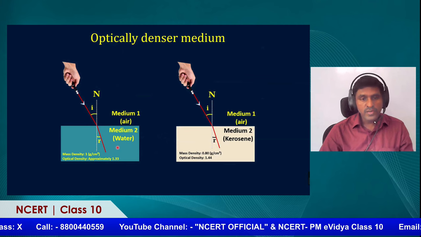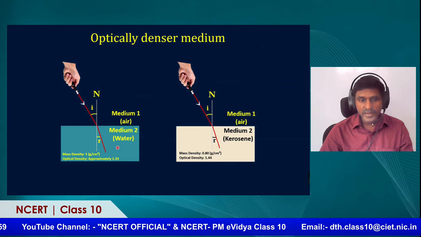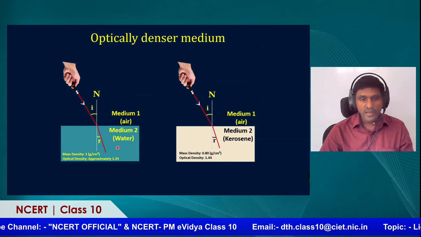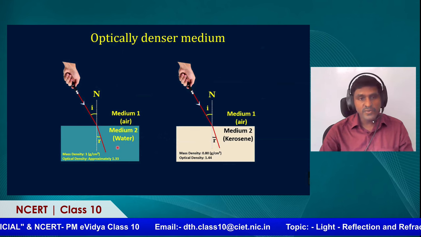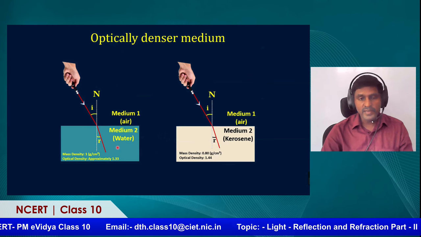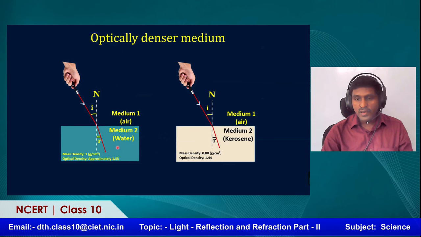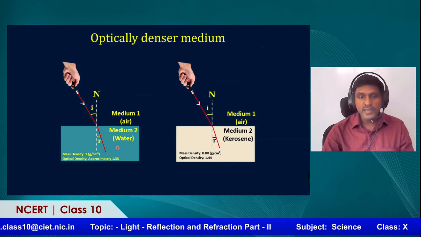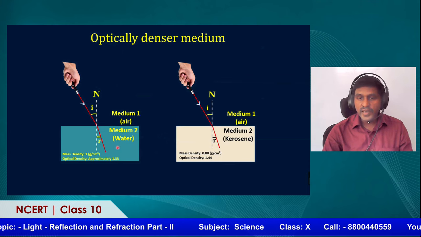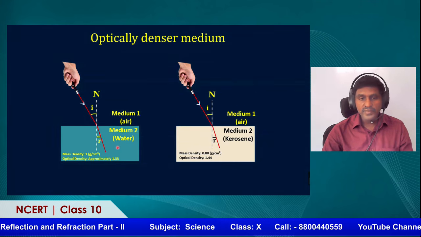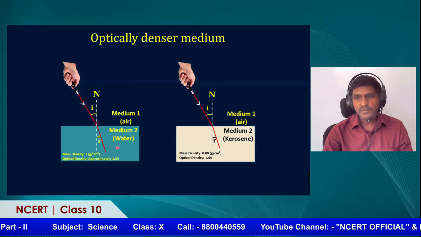So don't confuse mass density and optical density. Both are different. We cannot compare mass density with the velocity of light. In the case of light, it completely depends on the optical density. Different optical densities are mentioned in your textbook. You can go through the textbook and see how the optical density changes for different materials.